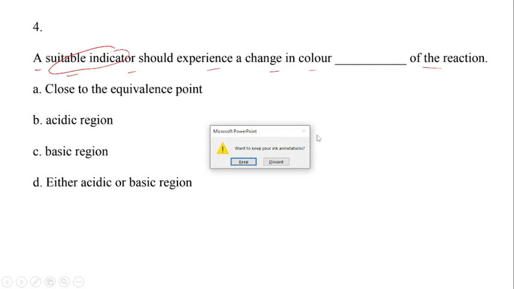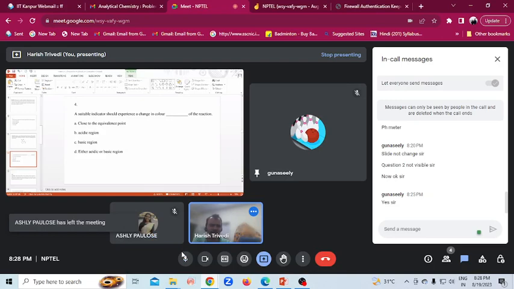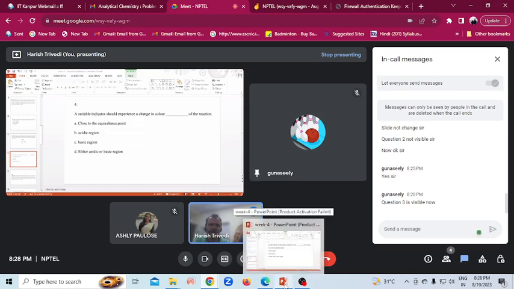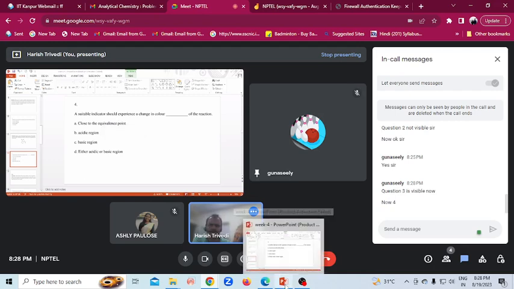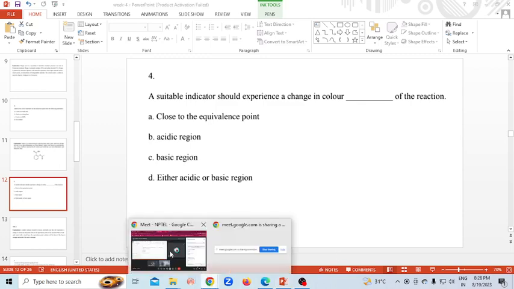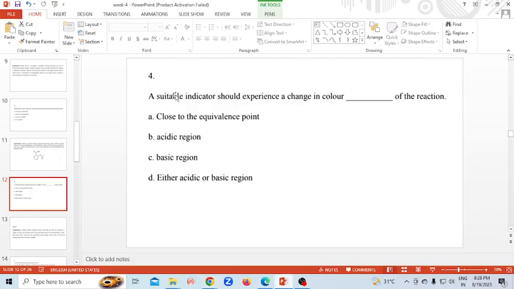I think, just a minute. I think again the slide is not changed. Question 3 is visible now. I think question 4 should be visible now. Is it there? Are you able to see question number 4? Okay. I think question 4 is visible. If not, then please tell me. Okay, good. So what is question number 4?